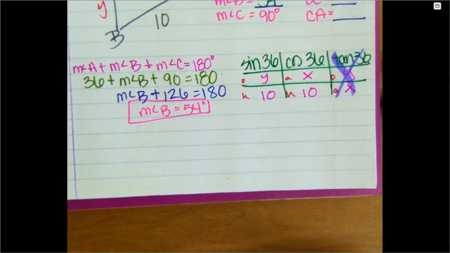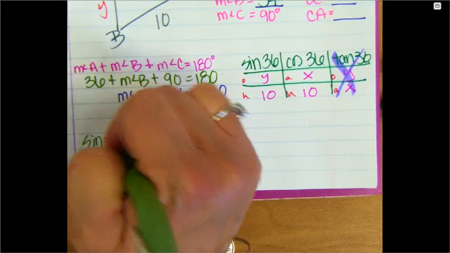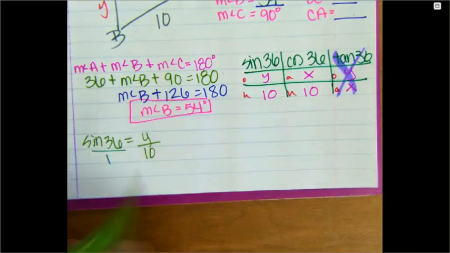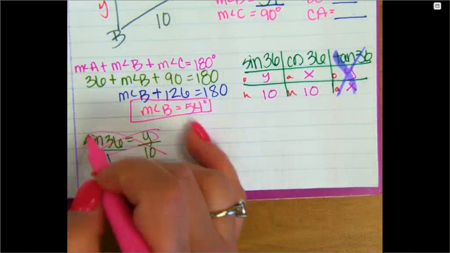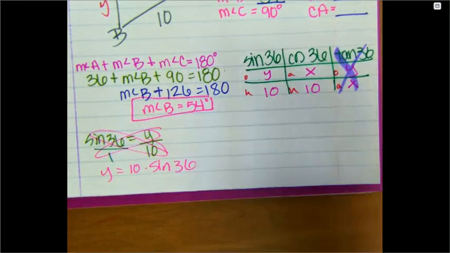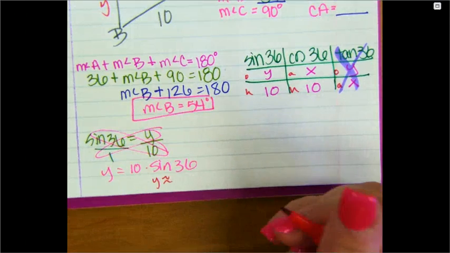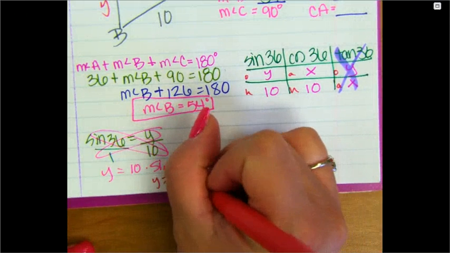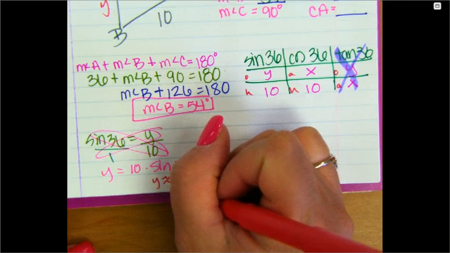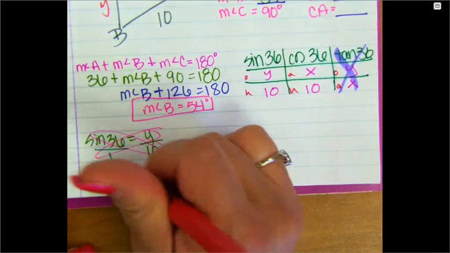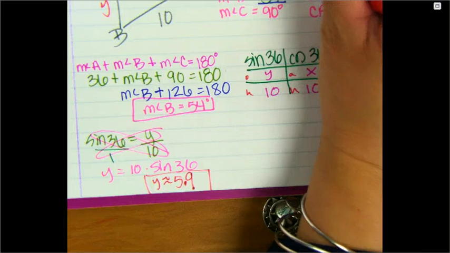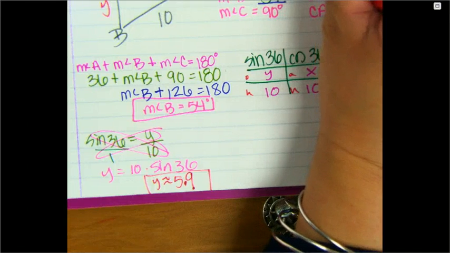All right, ready? First proportion is sine of 36 degrees equals y over 10, yes? Cross multiply. Well, not yet. I get y equals 10 times sine of 36 degrees, yes? So y is approximately 5.87, but it's going to round up to 5.9. So up here at the top, we're going to put 5.9 for which one? BC, correct?